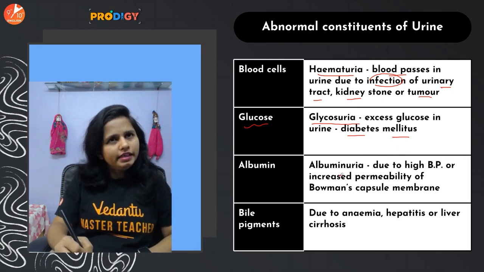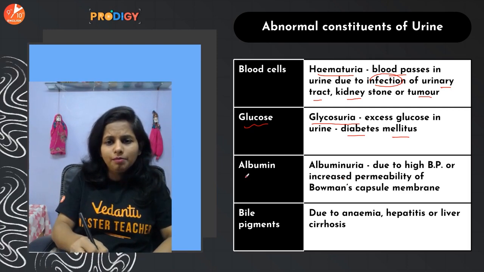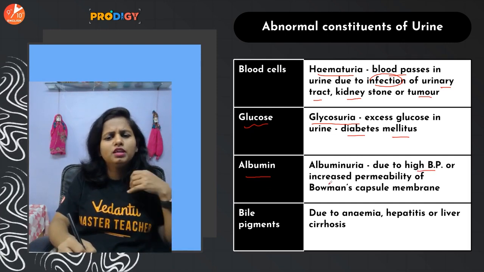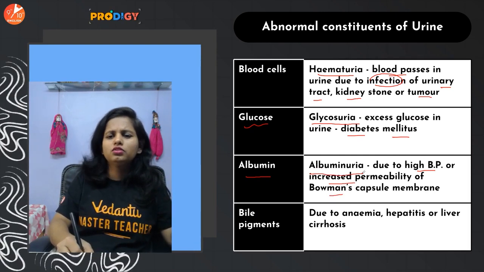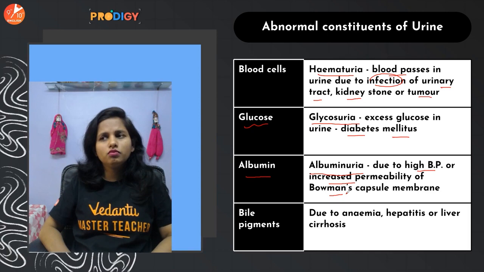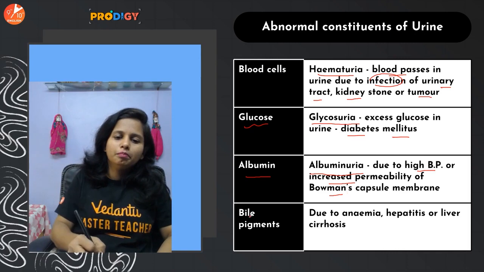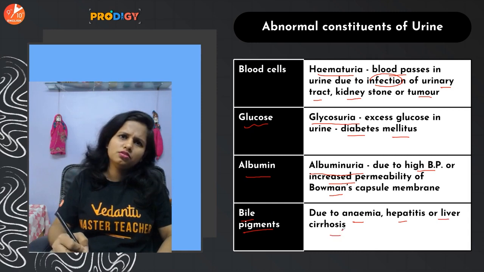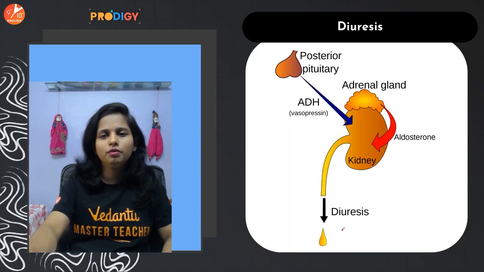Many a times, apart from glucose, some proteins like albumin are also eliminated. It can be because of high blood pressure or increased permeability of Bowman's capsule. Albumin can be eliminated, and this is called albuminuria. And then many a times you see very darkly stained, yellowish urine. So bile pigments are being eliminated, and it can be due to anemia, hepatitis or liver cirrhosis. So these are the conditions to watch out for, which can indicate the health of your body.